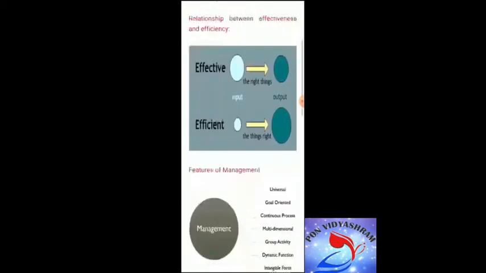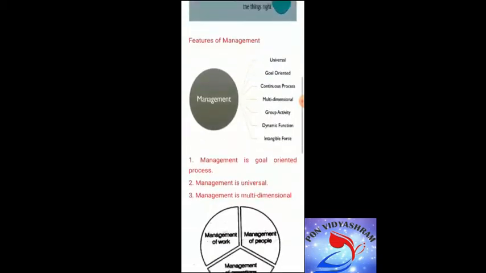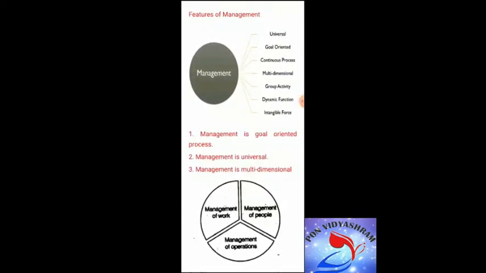We'll move on to the next topic, features of management. When you look into the features of management, there are 7 features. First is your universal, goal-oriented, continuous process, multidimensional, group activity, dynamic function, intangible force. We'll go with the features of management one by one.